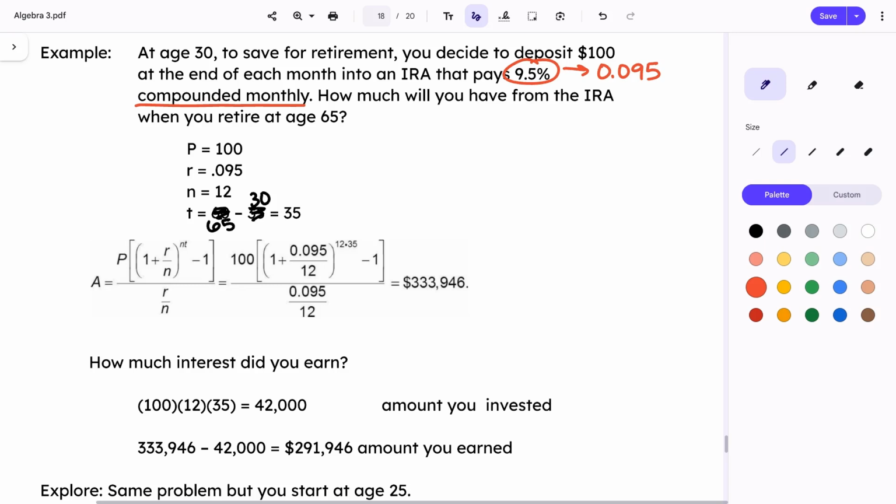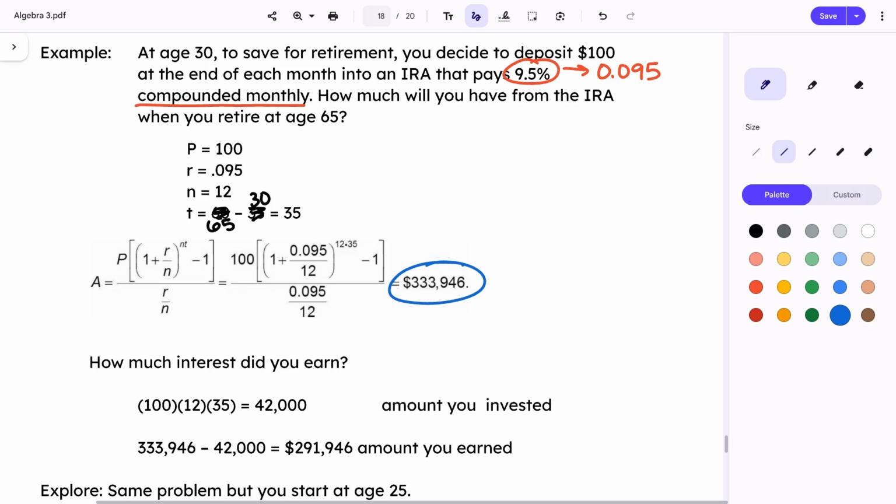So they're plugging this all into the formula here. They put in the principal amount, the rate, and the times that it's being compounded, and then you just type it all into your calculator. Slowly work through this one. By the time that you're 65, you'll have this much money in that account.